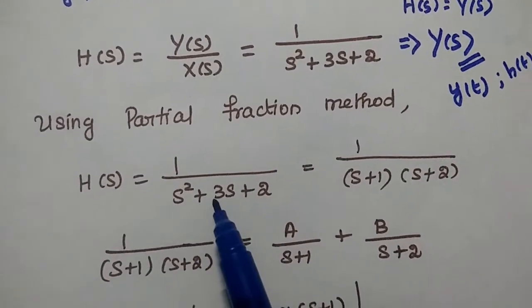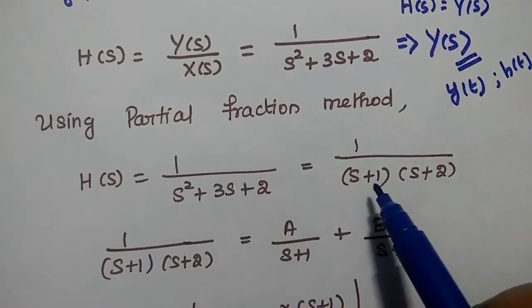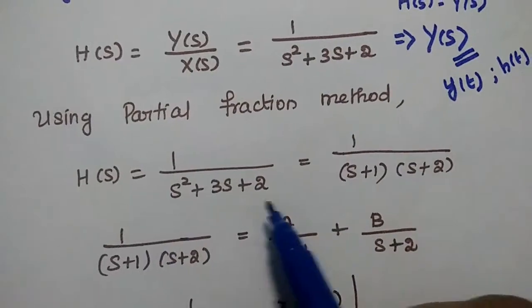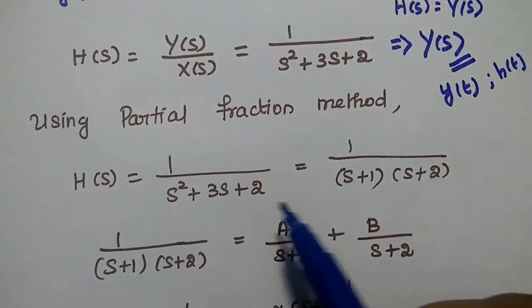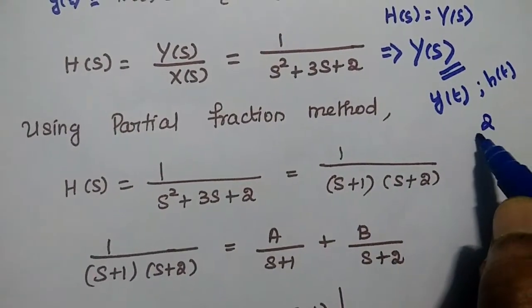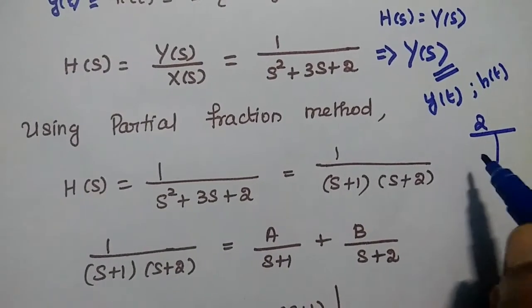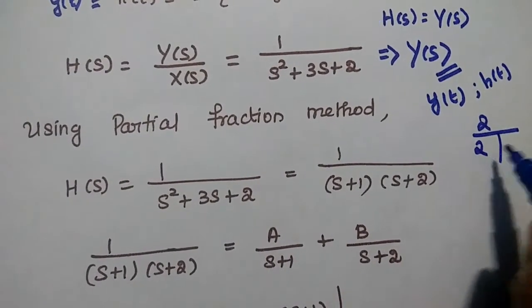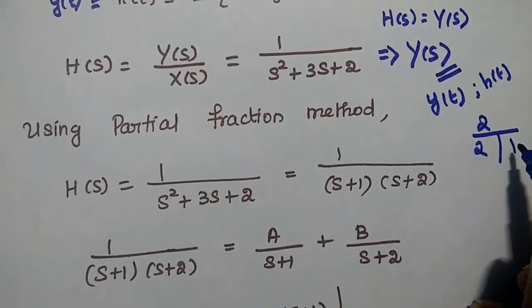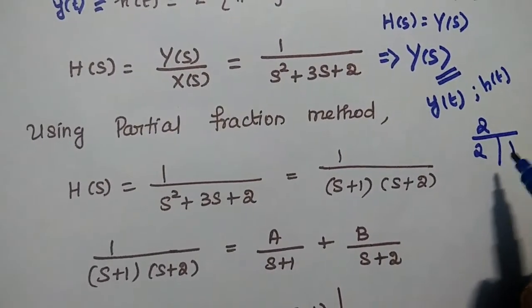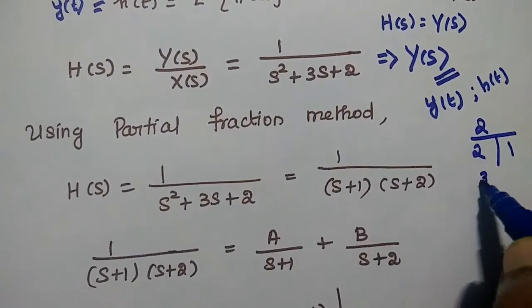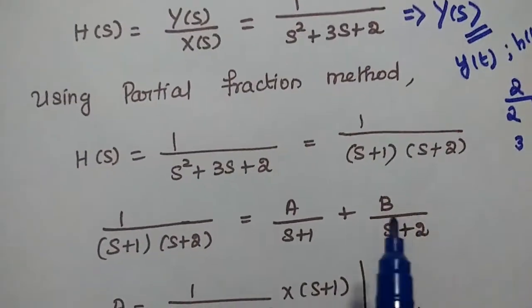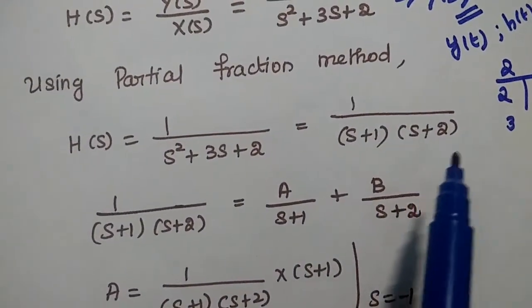So here s squared plus 3s plus 2 can also be written as (s plus 1) into (s plus 2), correct? To factor this, we need its roots. If we multiply these two values, 2 into 1, that is equal to 2. If we add them, 2 plus 1, we get 3. So these are the roots. So 1 by (s plus 1) into (s plus 2).